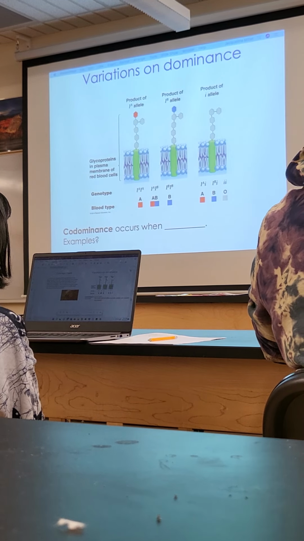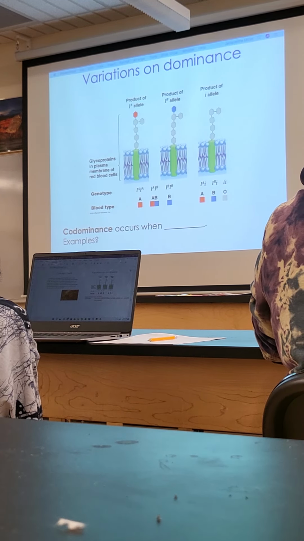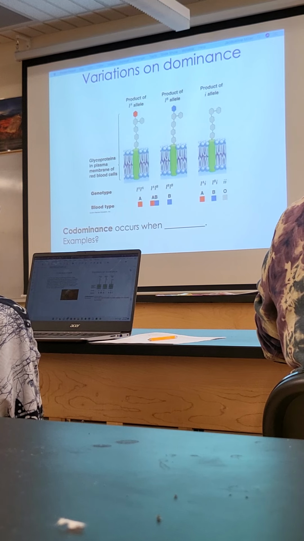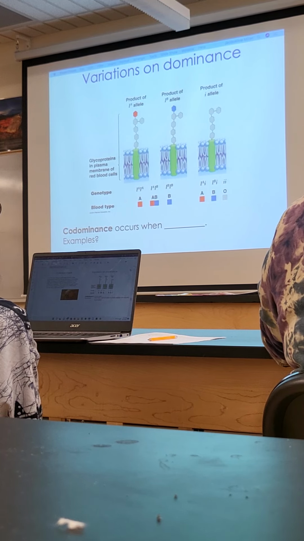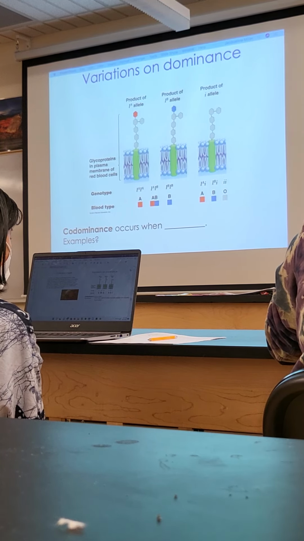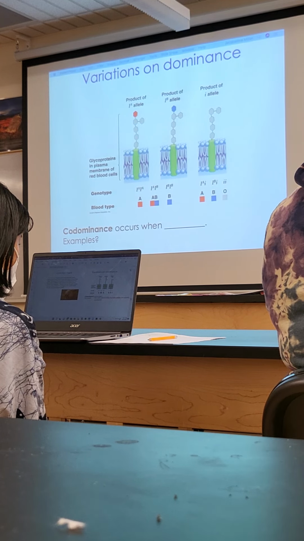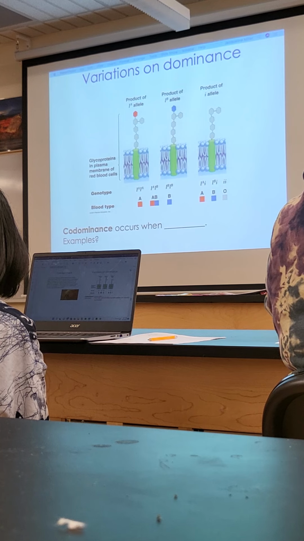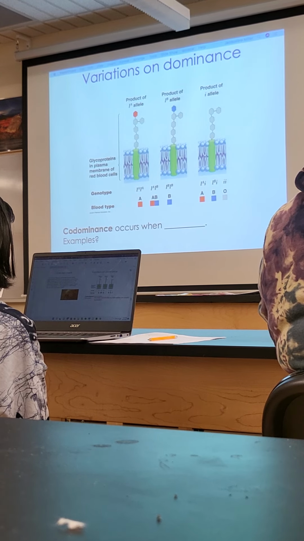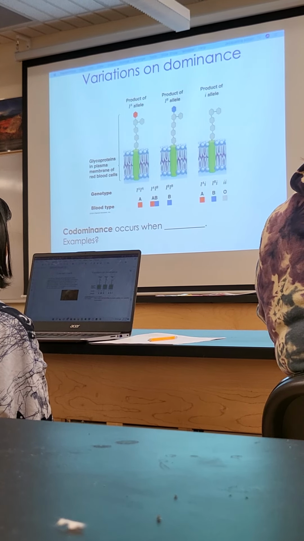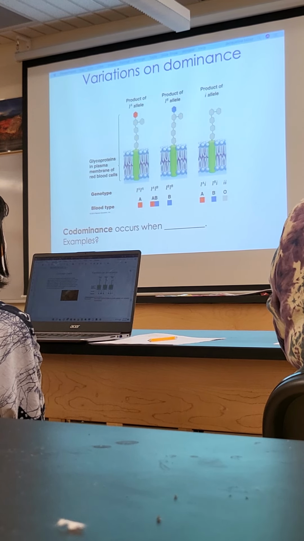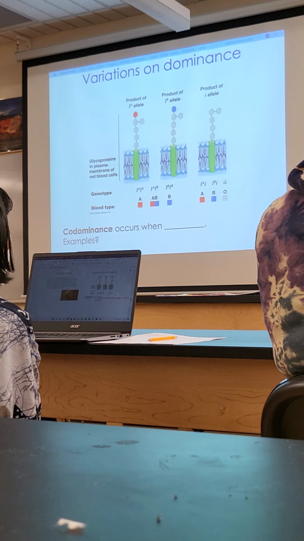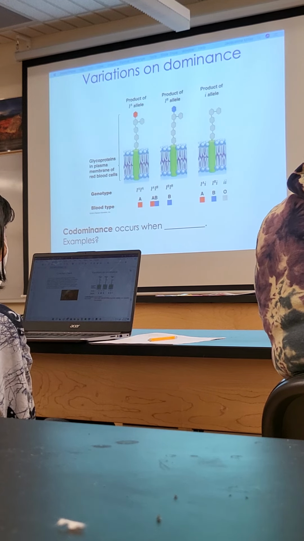For type A or for type B, there's actually two possibilities. Right, so if you have type A, what are the two different genotypes you could have? Yeah, so you could have both IA, or you can have IA, little i. And the same is true for B. So there's two ways to get type B blood.